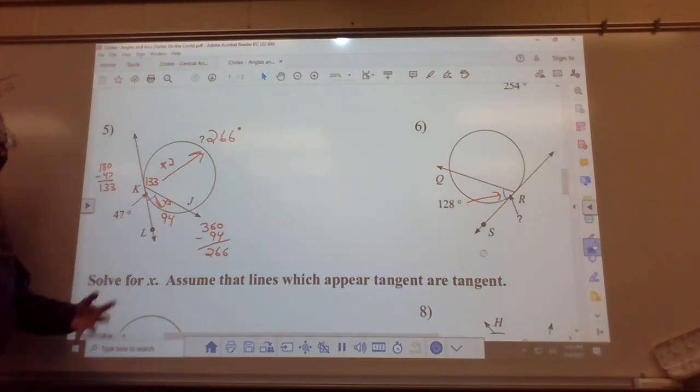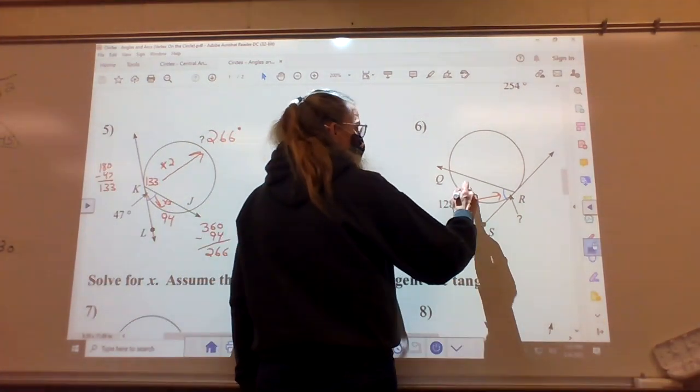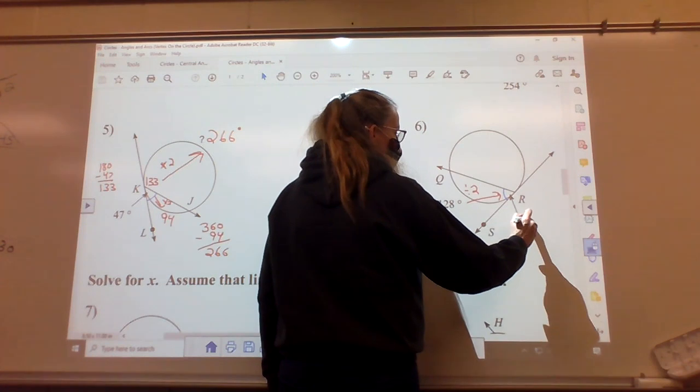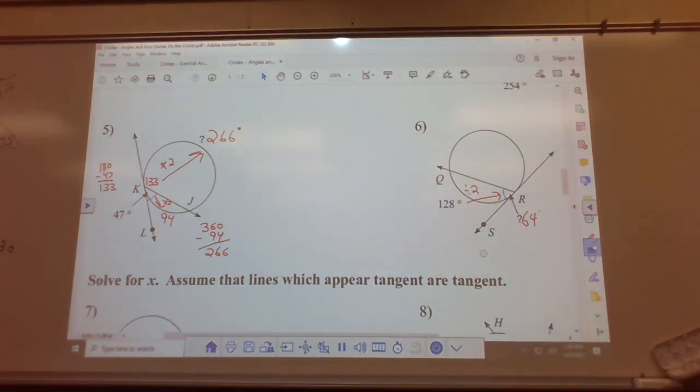So what do I do to go from angle to arc? Sorry, wrong way. Arc to angle? Just divide by 2. So cut it in half, and I get 64. So that was 5 and 6. Any questions 5 and 6?